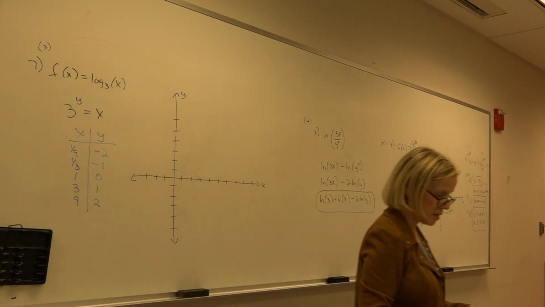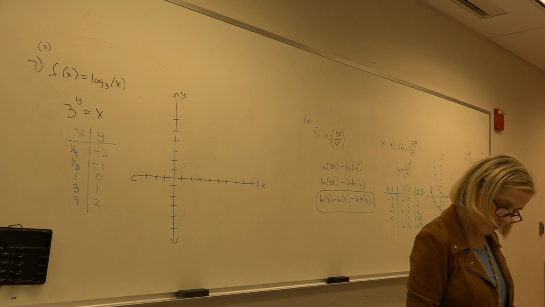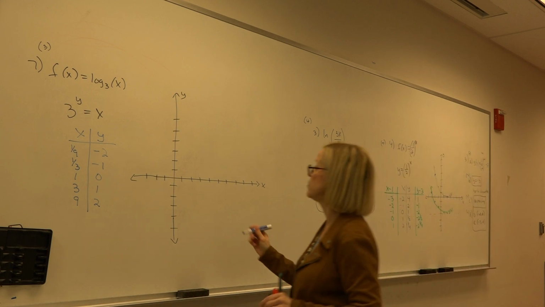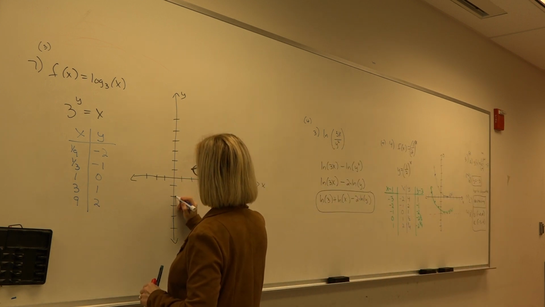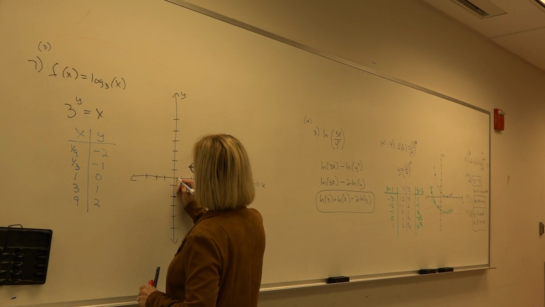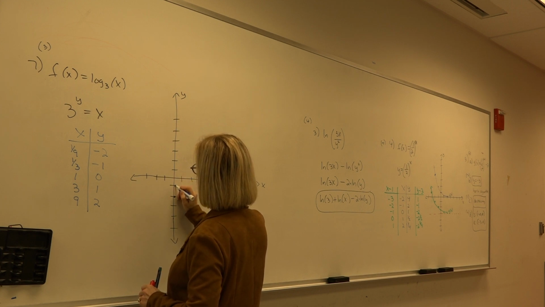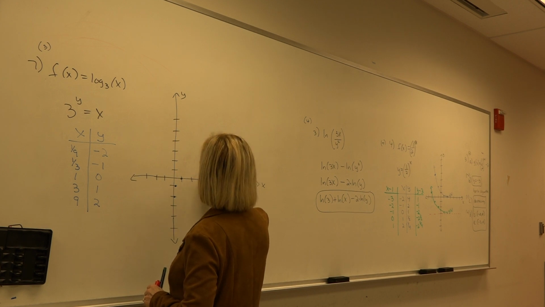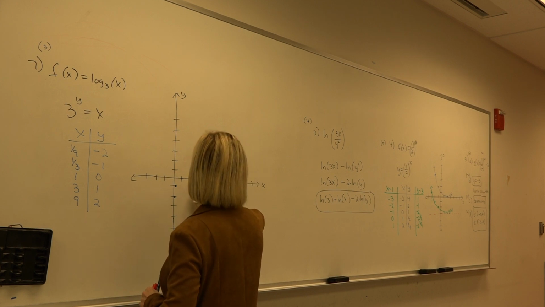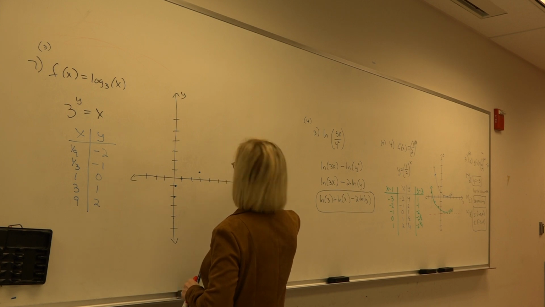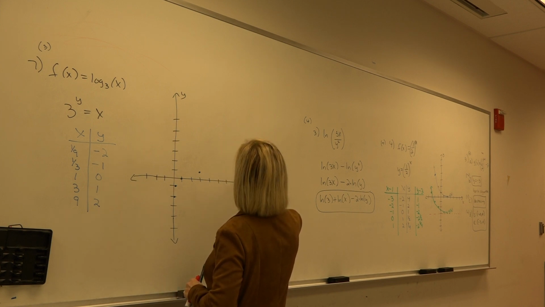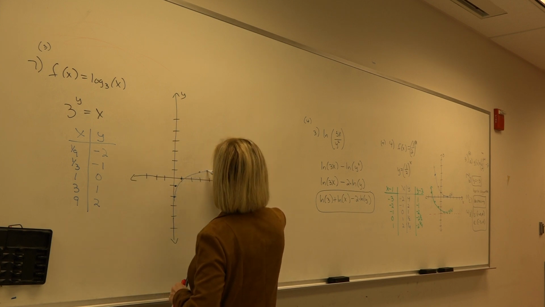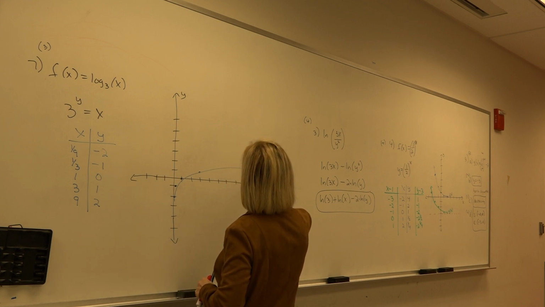Okay, so graphing in blue, we have these points: 1/9, -2, so right 1/9, down 2. 1/3, -1, right 1/3, down 1. 1, 0. 3, 1, right 3, up 1. And 9, 2, right 9, up 2. So here's f of x.